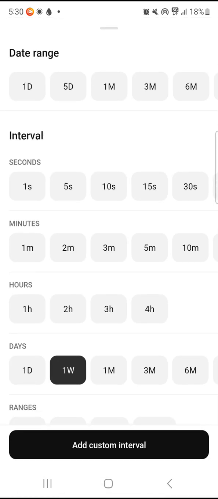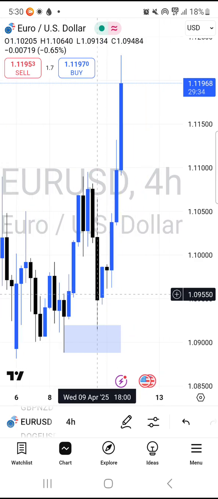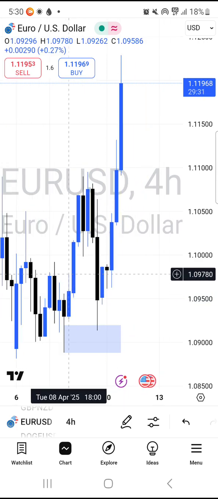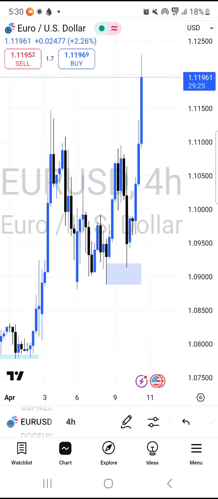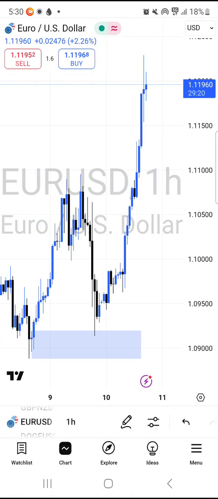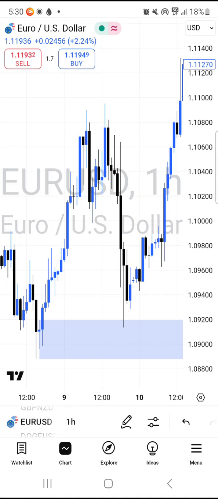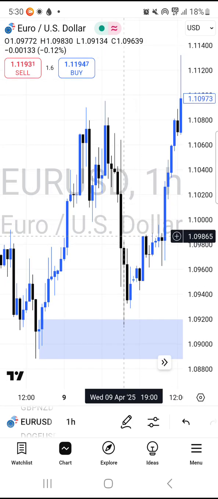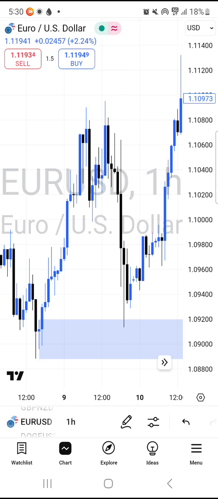The next time frame there is the 4 hours. So each candle here is formed and closed after every 4 hour. 4 hour, 4 hour, 4 hour. So this is the 1 hour time frame, each candle here forms and closes after each 1 hour. This candle after 1 hour, the next candle after 1 hour, the next candle after 1 hour. That's how it is. So that is it about time frames.